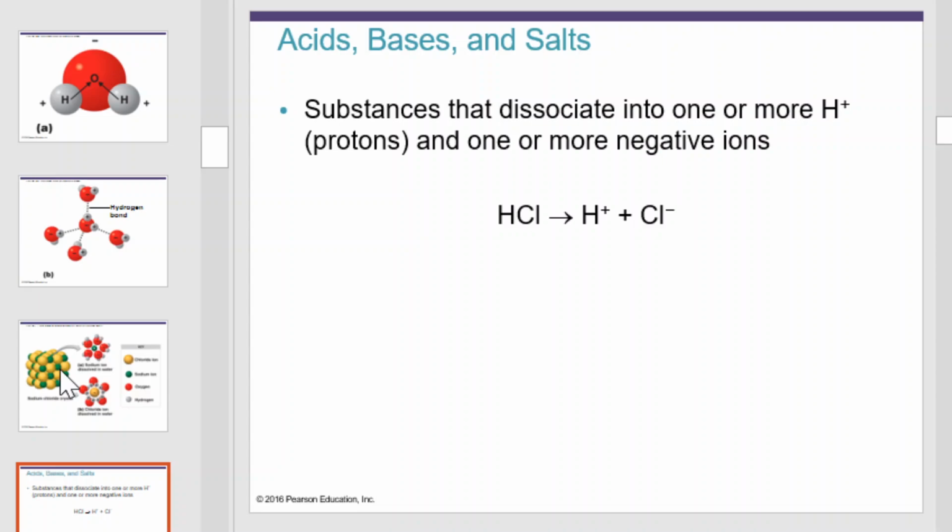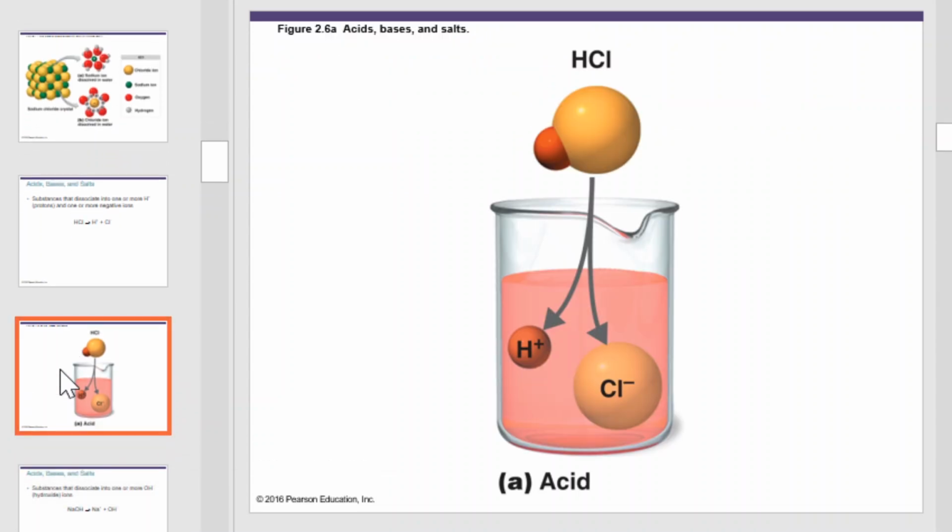Acids, bases, and salts. Substances that dissociate into one or more hydrogen ions or protons and one or more negative ions can form acids, bases, or salts. This is an example of an acid. Hydrochloric acid can dissociate into a positively charged proton and a free chlorine.